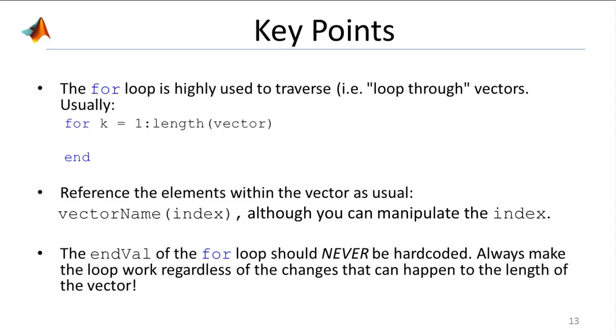The end value of the for loop should never, ever, ever be hard-coded. Notice I did not do for k equals 1 to 9. 9 would make me always use a vector of length 9, which wouldn't have worked just to test the sine function. So never hard-code that value. Keep in mind the vectors may be able to change at any time.